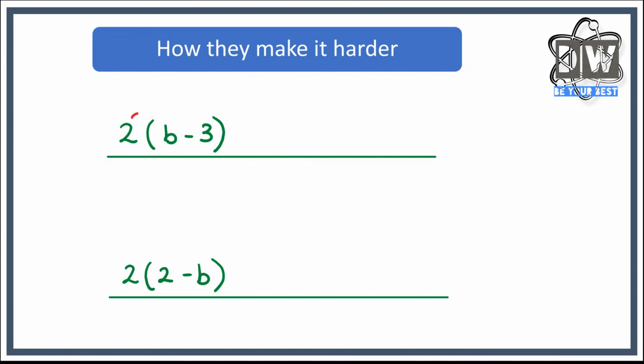Okay, so first up we would go 2 times b gives me 2b. And then 2 times minus 3 gives me minus 6. 2 times 2 gives me 4. And 2 times minus b will give me minus 2b. Now if you got a little bit confused on that, don't worry, but you can see why now, I hope.